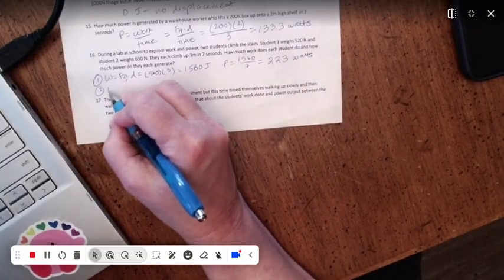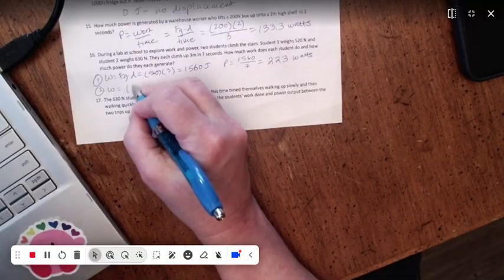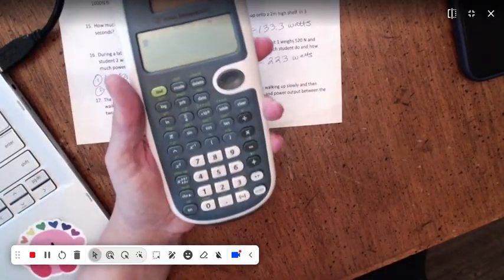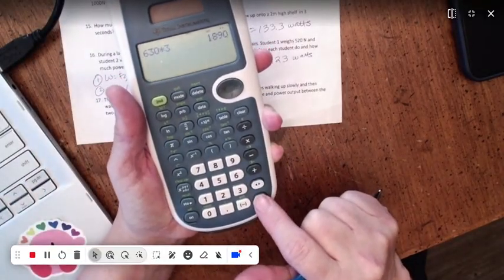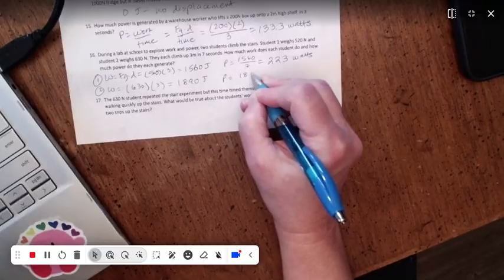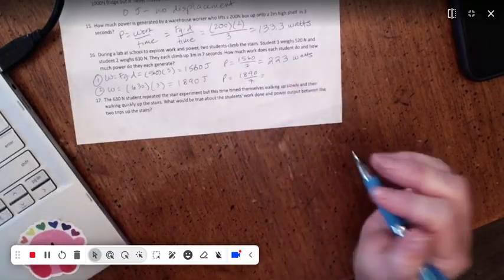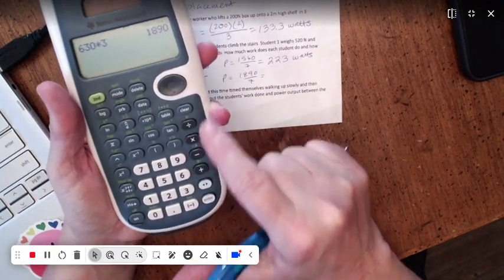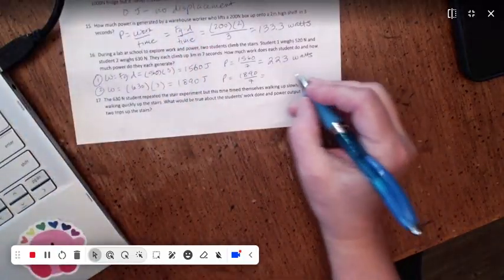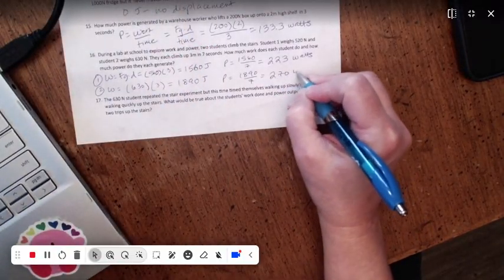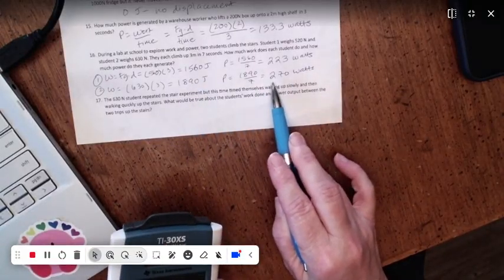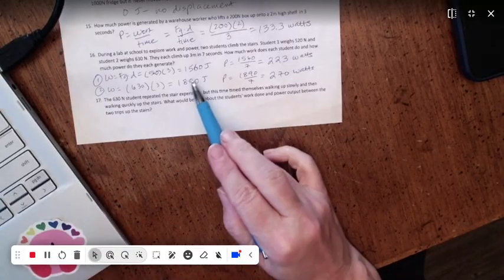Okay, then student 2 had 630 newtons of force. Same 3 meters. 630 times 3 is 1,890 joules. And power is the 1,890 divided by the same time. So they have the same time and they had the same distance, but they had different forces because they had different weights. So the student that had more weight had a greater work value and a greater power value because this number is larger. Okay.